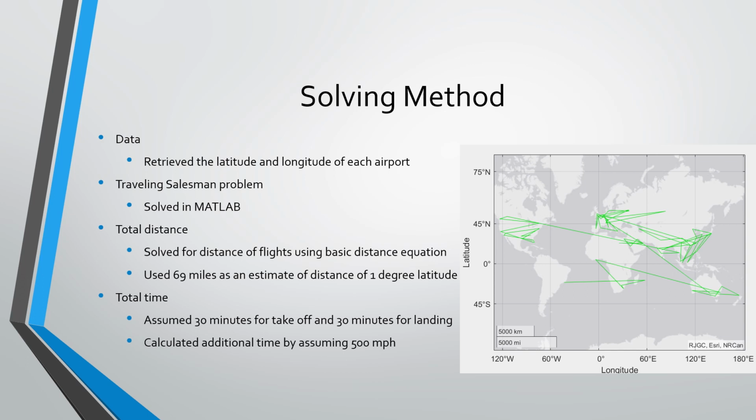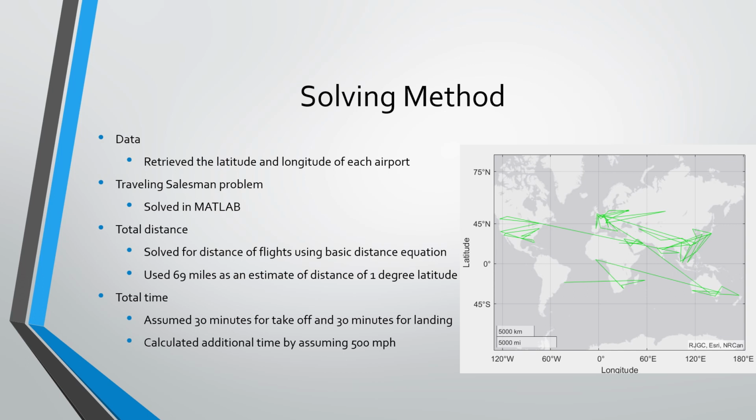And then for the total distance, there's a couple ways you can go about doing it. I used just a basic distance equation, so I did not take altitude into account. I also used 69 miles as an estimate for the distance of one degree of latitude. For the total time, I assumed 30 minutes for takeoff and 30 minutes for landing, and then for the rest of the miles I assumed traveling at 500 miles per hour, which is about as fast as a commercial plane can go.